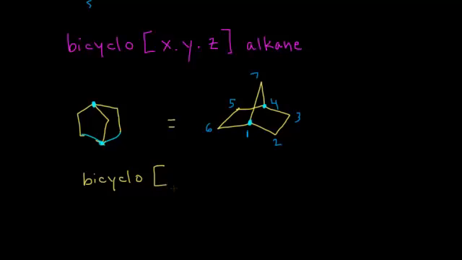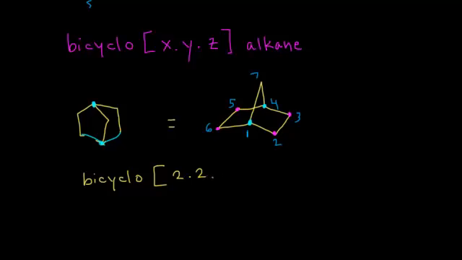When I'm naming this, I need to put my brackets in here. And I put the number of carbons in the longest path, excluding the bridgehead carbon. So how many carbons were in my longest path, excluding the bridgehead? Here's 1, and here's 2. So I'm going to put a 2 in here. And then I go to my second longest path, which was over on this side, and there are also 2 carbons. Obviously, it's the same length as the other one. So it's 2, 2.